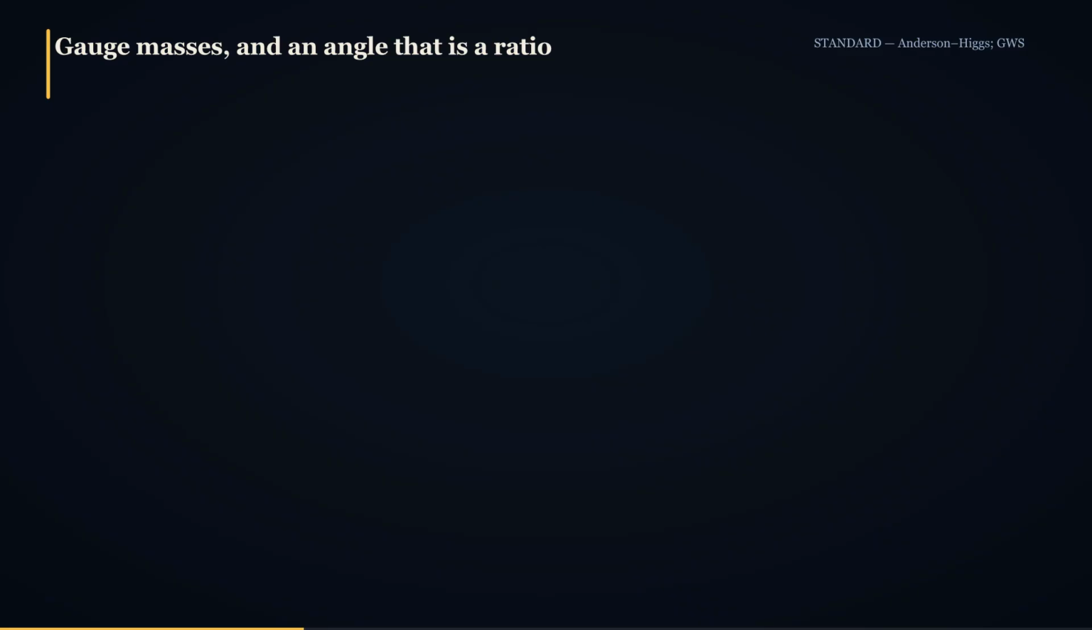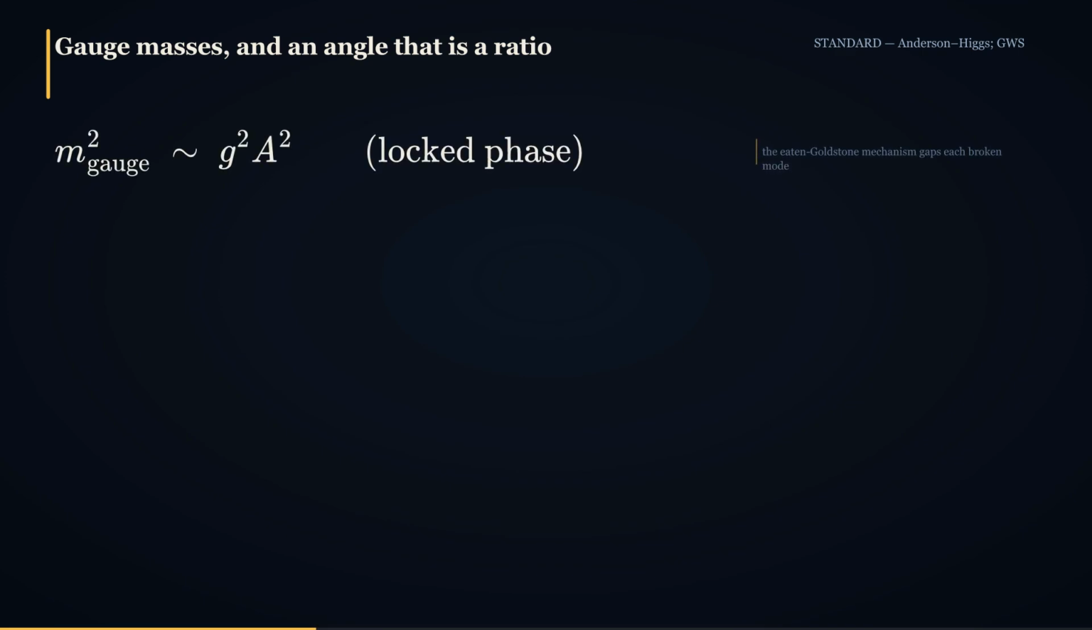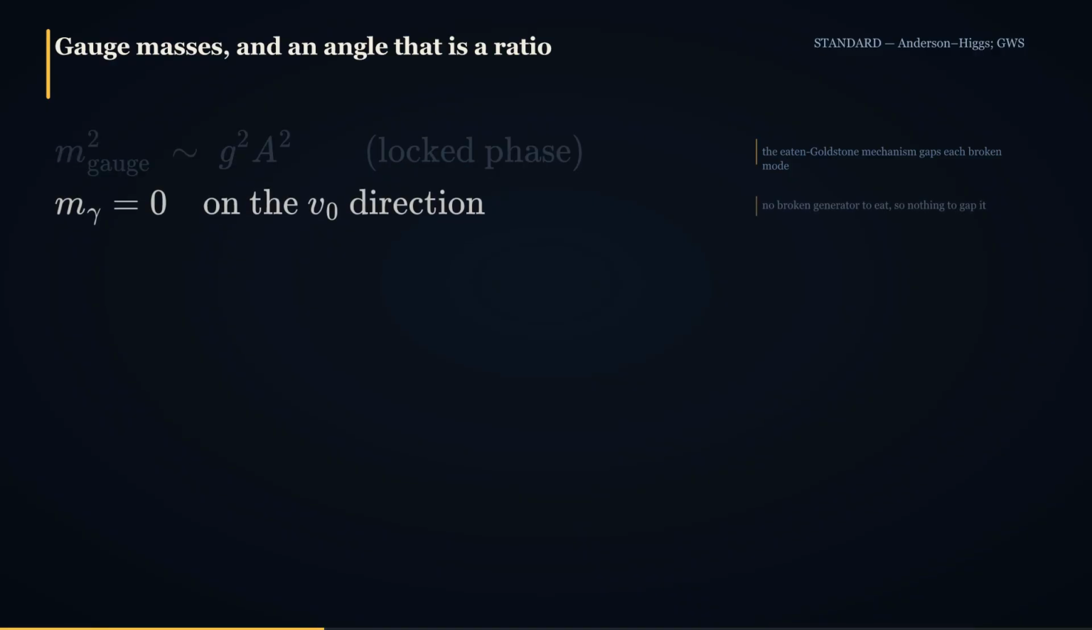Now the numbers this panel does and does not deliver. Give each broken gauge mode a stiffness of coupling to the condensate. The Eaten Goldstone mechanism then gaps it. The gauge mass squared goes as the coupling squared times the condensate amplitude squared. That is Anderson-Higgs, spoken in the substrate's own language. The null direction has no broken generator to eat, so it stays exactly at 0 mass.